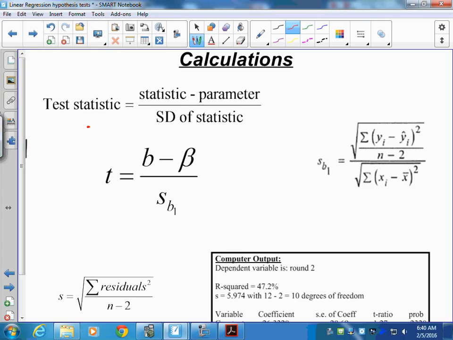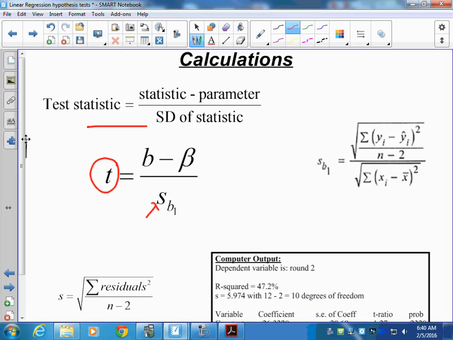We need to build a test statistic. In this case, our test statistic is t because we're using the sample to estimate a standard deviation. Whenever we use the sample to estimate a standard deviation, just like our mean value problems, we have to use a t-value instead of a normal distribution or z-value.